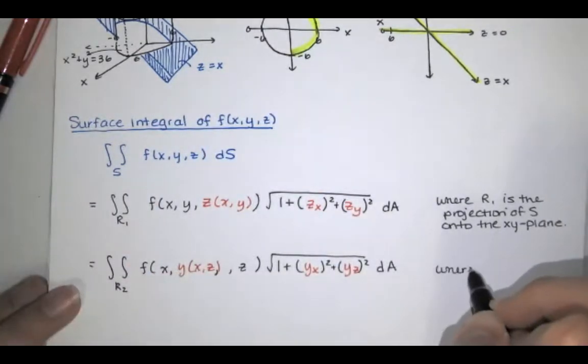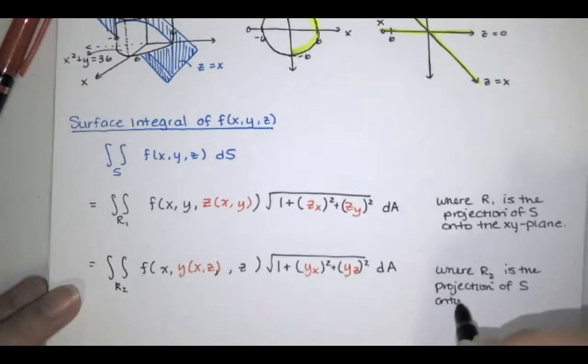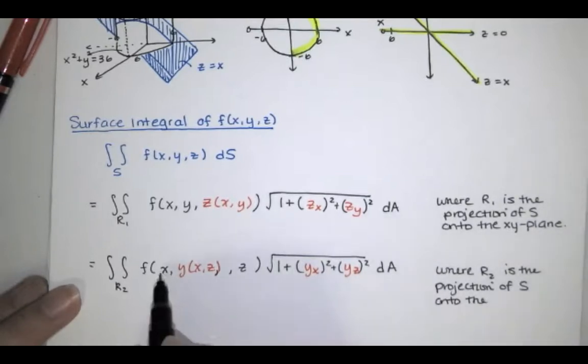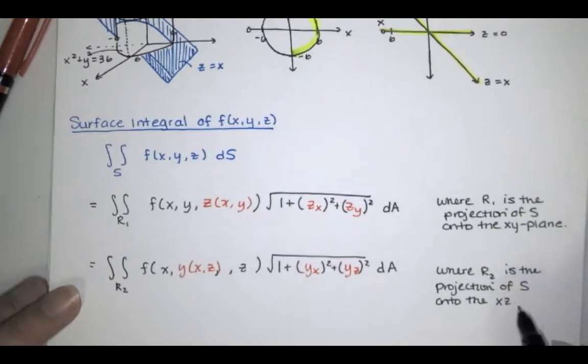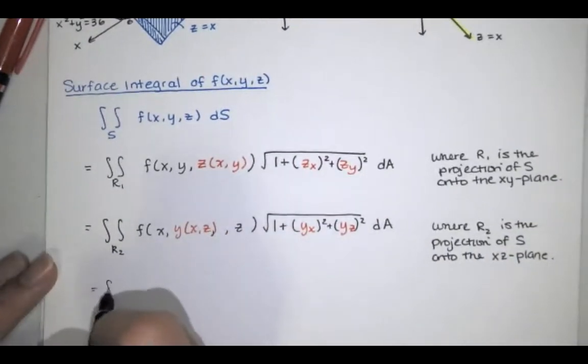And this is where R2, that's our region that we're integrating over, is the projection of our surface onto the xz plane. Because all of these, after we replace y with this function of x and z, and we compute the partial derivative of y with respect to x and with respect to z, all of these are functions of x and z. So we are projecting onto the xz plane and integrating over there instead. And then of course, the third option is this.